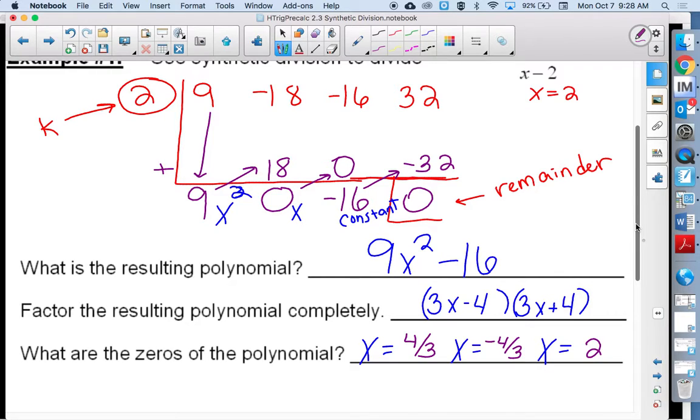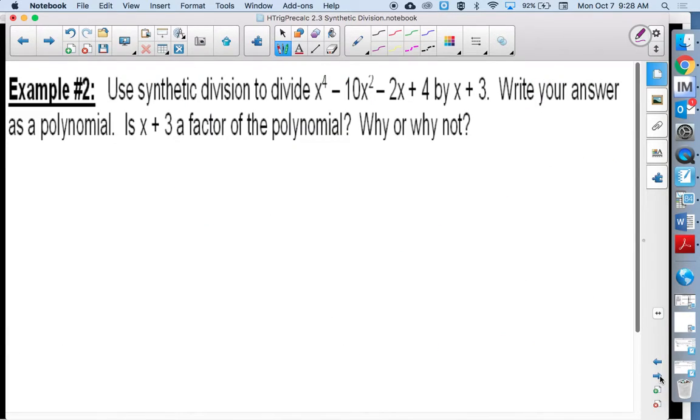So the next one, we're going to try this again so that you feel a little more comfortable with synthetic division. So use synthetic division to divide x to the 4th minus 10x squared minus 2x plus 4. We're dividing it by x plus 3. And then it says write your answer as a polynomial. Is x plus 3 a factor? So starting on the outside, we got a little circle here. Make yourself a big L.